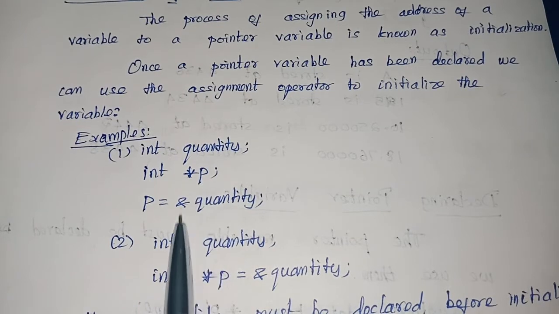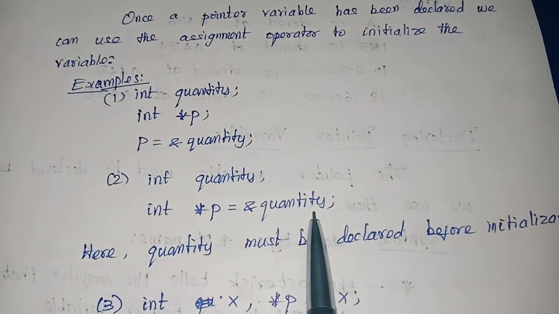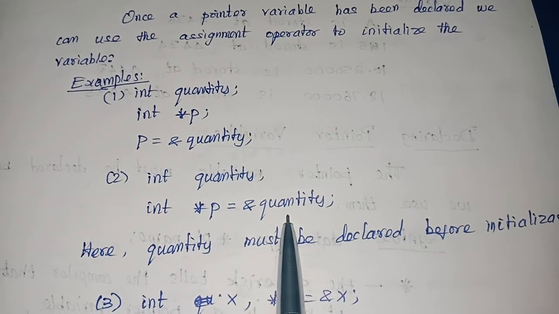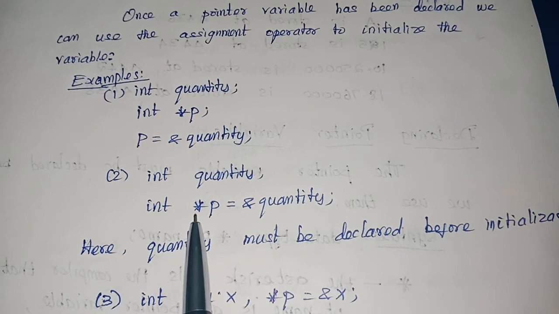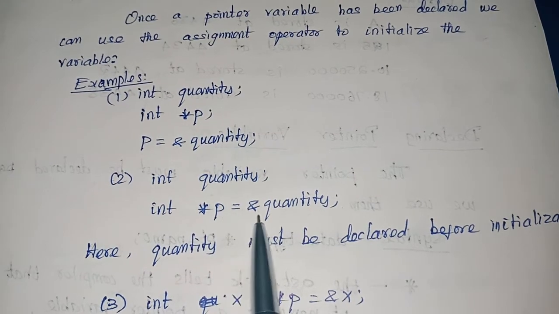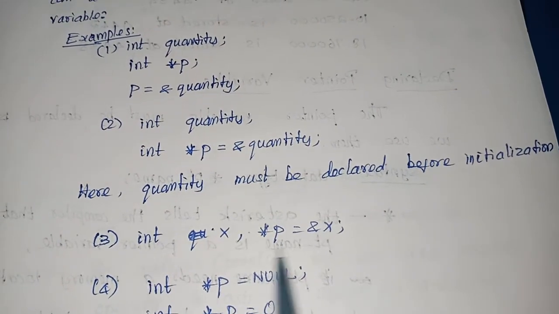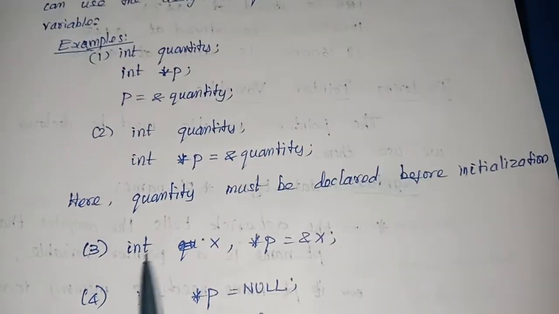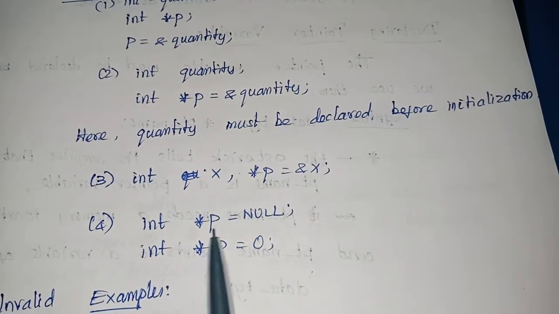Here initialization is done separately, declaration is done separately. Here we are combining declaration as well as initialization. So for initialization at declaration I need star. So star P equal to ampersand quantity, star P equal to ampersand x. All the three steps are done in a single line. This is also accepted. Int star P equal to null.